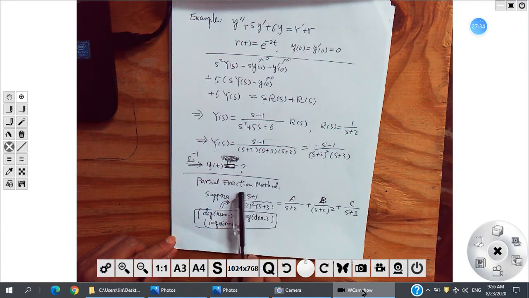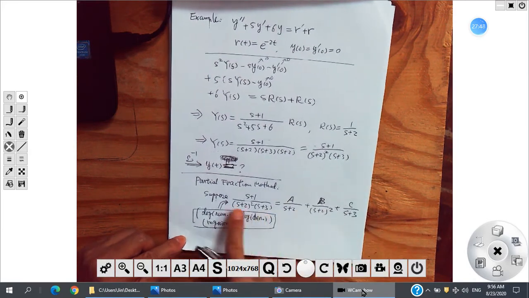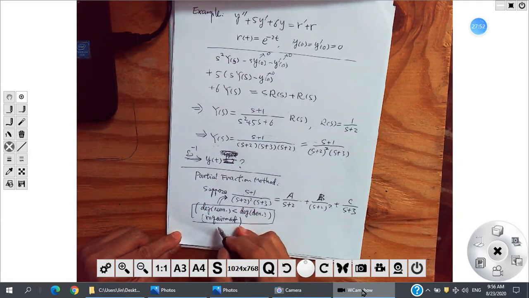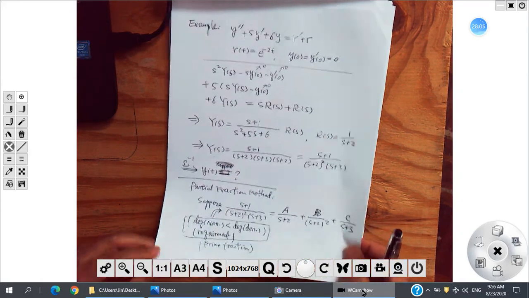If you do not have this condition, you need to make some change before you apply it. You need to remove something from the fraction, take it outside, then you do it. But in most cases, we just consider this case. Suppose this is a proper fraction. Okay, we suppose we have this. Then how to solve it?